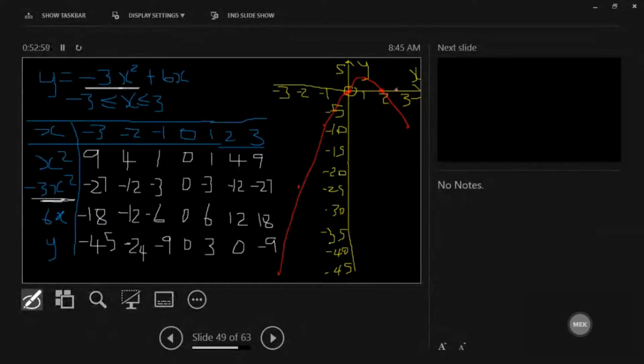All right, and then we would write our equation. So that would be y equals negative 3x squared plus 6x. All right, so take that in. Let me know if you have any questions.